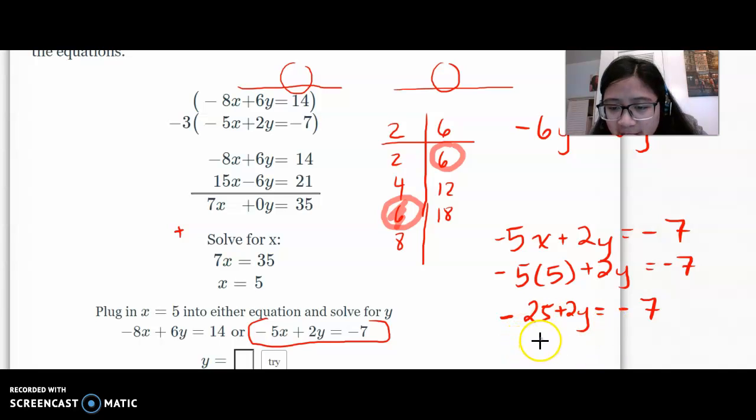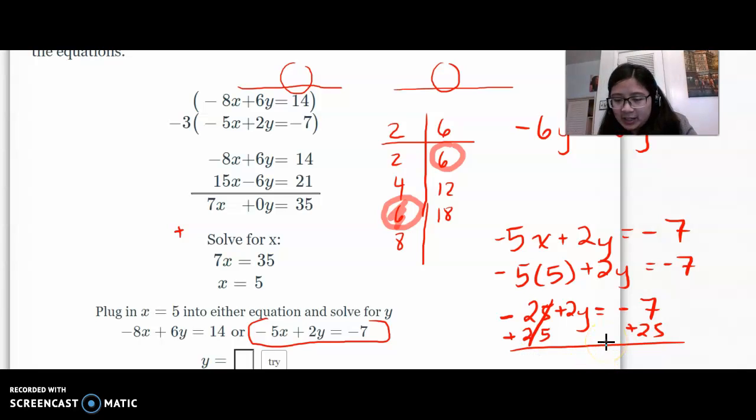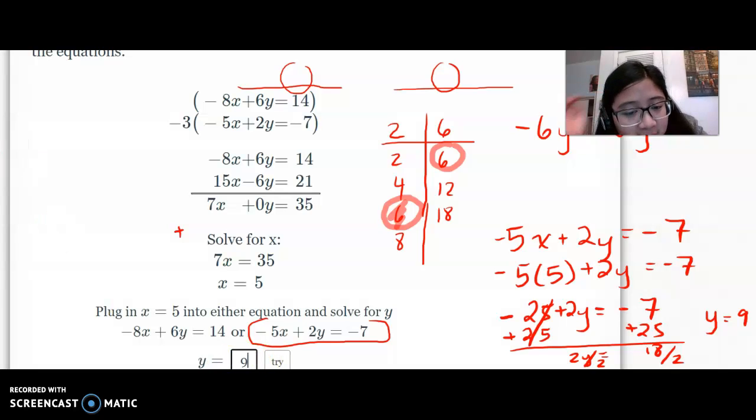And then we want to go ahead and just isolate the 2y. So if I did negative 7 plus 25, that's going to be 18. 2y is equal to 18. I just divide 2 on both sides, and y is equal to 9. So you want to make sure you have your pencil and paper, your notebook handy so you can do the math.